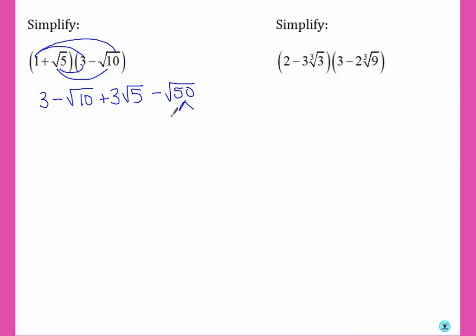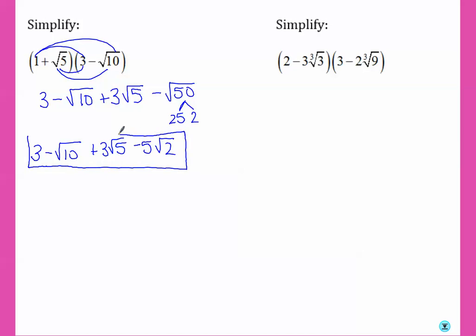50, however, is divisible by 25 and 2. So we're going to have 3 minus the square root of 10 plus 3 square roots of 5 minus 5 square roots of 2. Even after simplifying, we don't have any like terms, so we just put a box around it. That's our final answer. That's as simplified as possible.